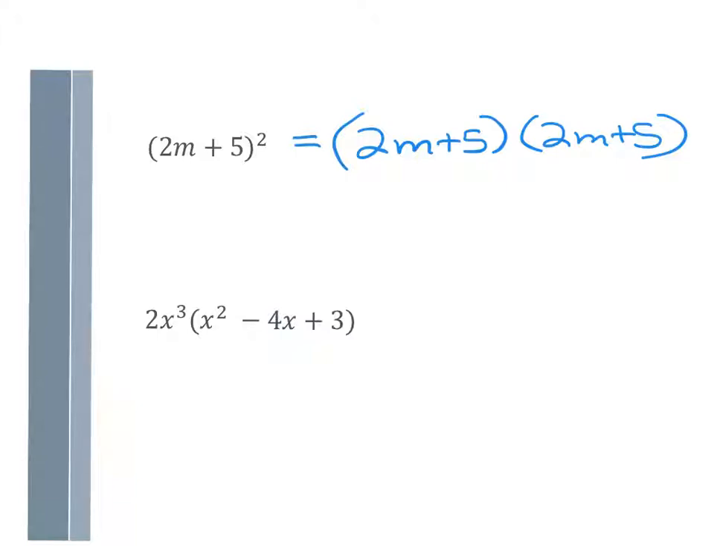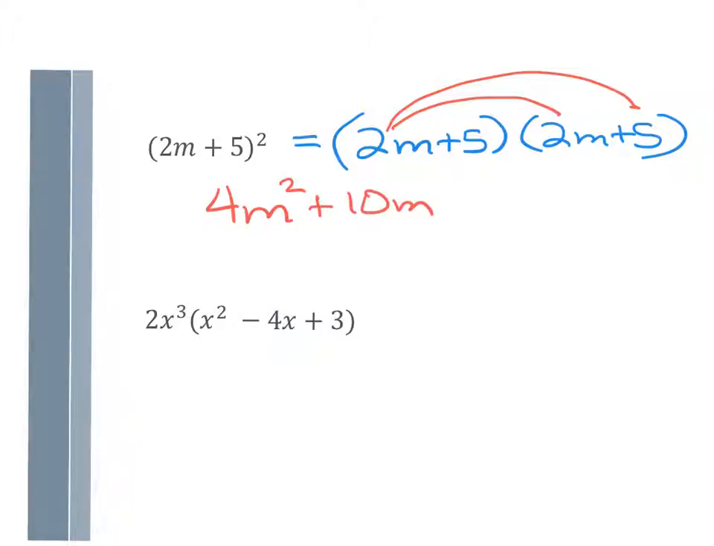So again, you're going to take the 2m, and it'll distribute to that 2m and to the 5. And again, we can FOIL here, either way, however you want to describe it. So 2m times 2m gives me 4m squared. 2m times 5 is 10m. And now I'm going to distribute the 5 to the 2m and the 5 to the 25.